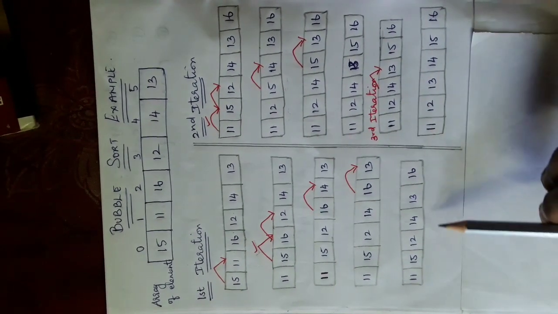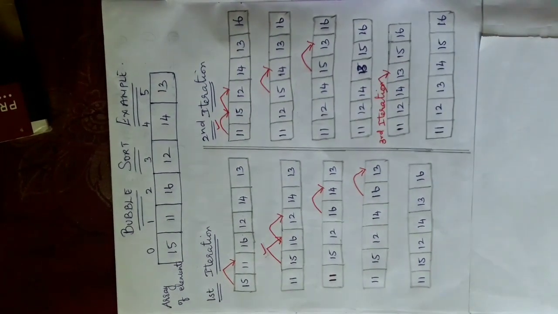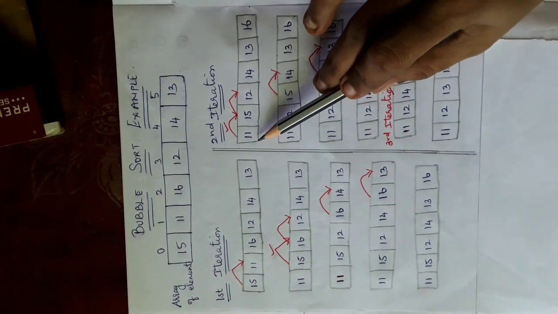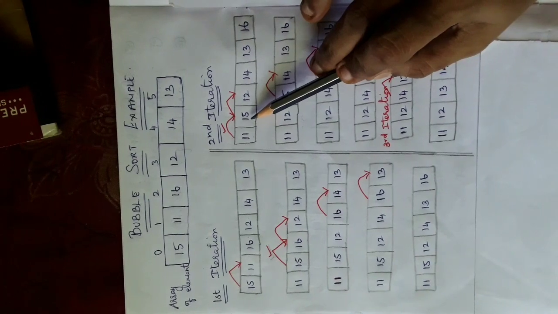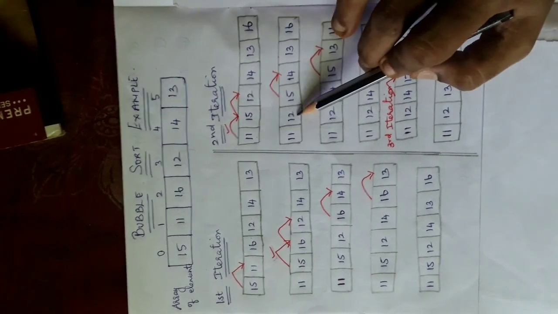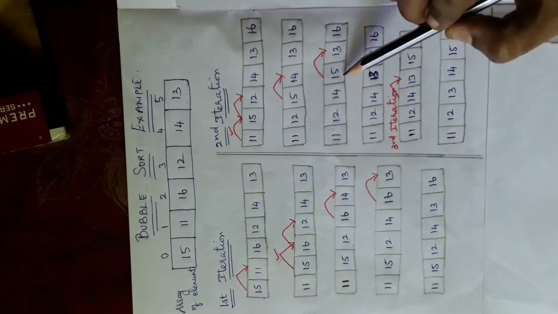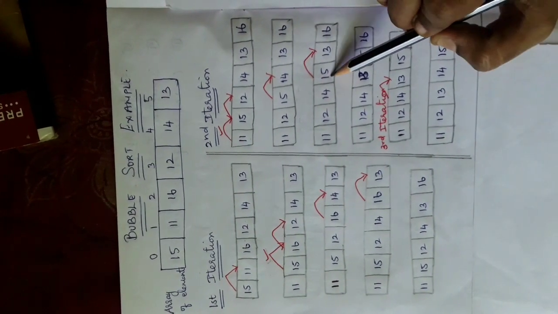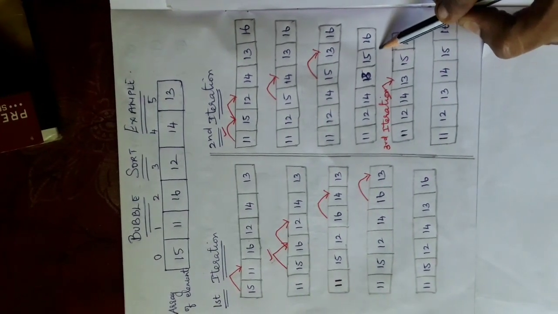Now, it is not in the correct order. Then, it will continue with the second iteration. Again, from the beginning, two numbers will be compared. 11, 15, then 15 and 12. So, 12 has to come to the front. 15 and 14, 14 will come to the front. Then 15 and 13, 13 is smaller. Then 15 and 16. So now your second iteration is completed.